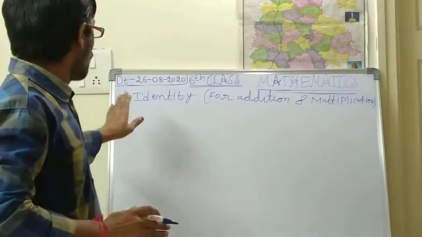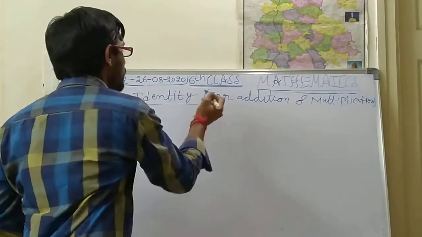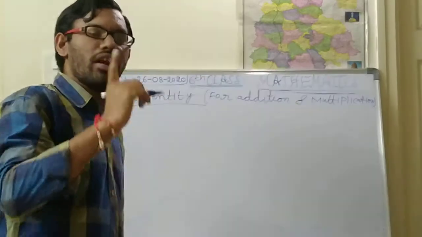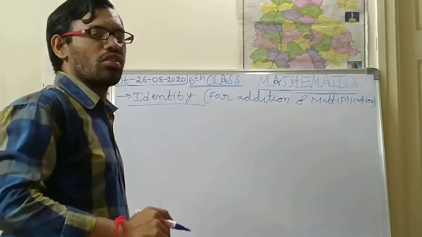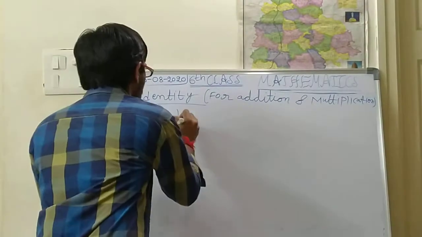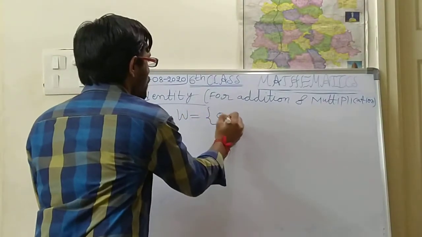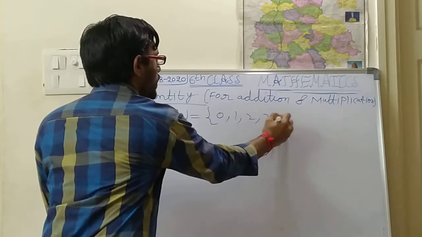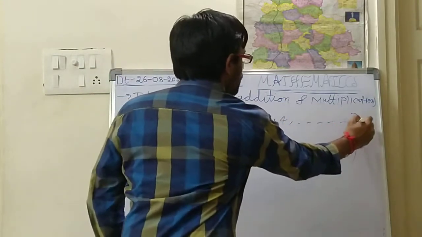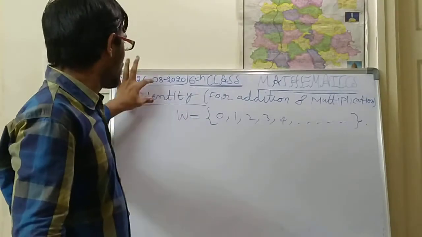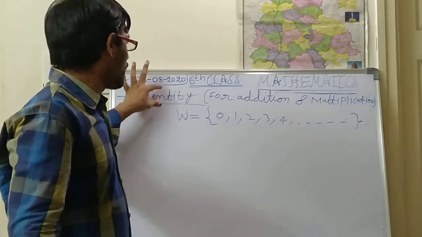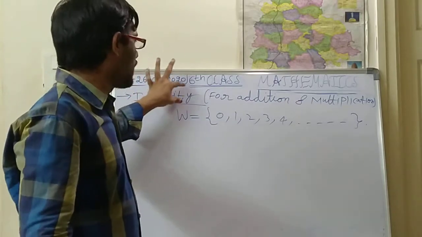So here, what is the identity? Identity means any one number, a single number. So first of all, what is the whole number set? The whole number set W is the set of 0, 1, 2, 3, 4 and so on. So this is the whole number set, and for this set you have to satisfy the identity property.